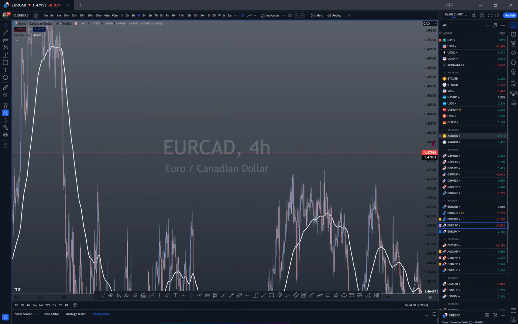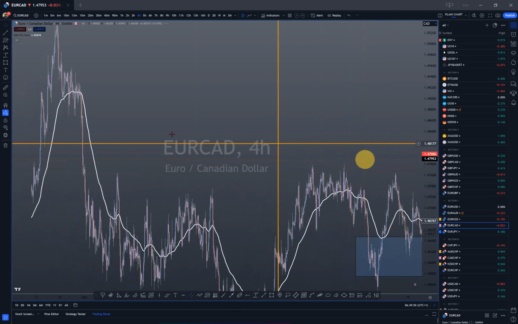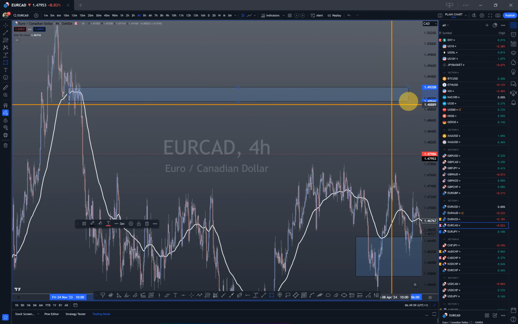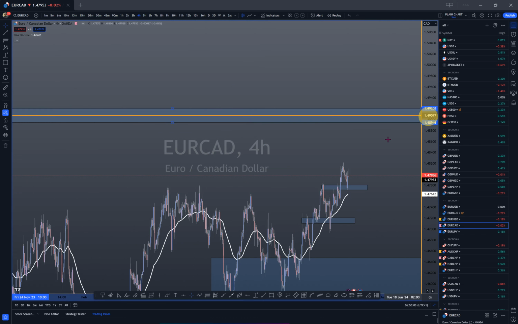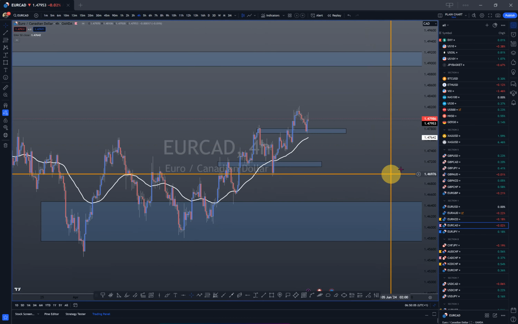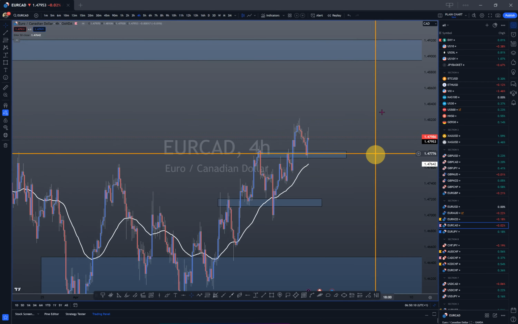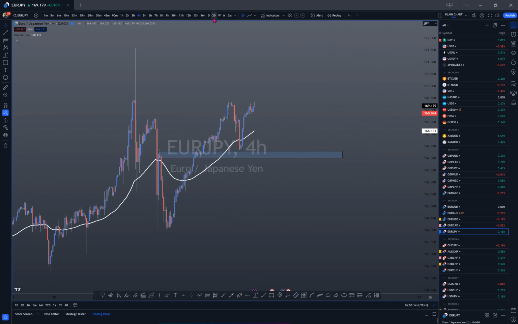So here, Euro CAD, based on what we just described, has the potential to target the next high at this level here. So this is very good because you are trading with the long-term trend direction of the market. Right, let's look at multiple examples.